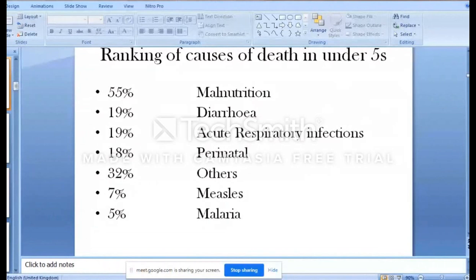In the under fives, malnutrition is the most important cause of illness and death. About 55% of the deaths in under fives are due to malnutrition. The other causes in the under fives are diarrhea and acute respiratory illnesses, and perinatal illnesses which occur during or around delivery. Other causes of death account for 32%, while measles and malaria are now just mild causes of death. So malnutrition is a major problem in the under fives.